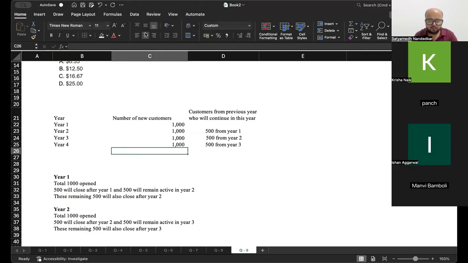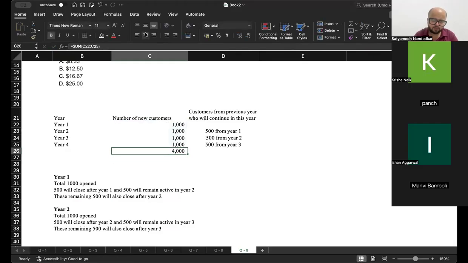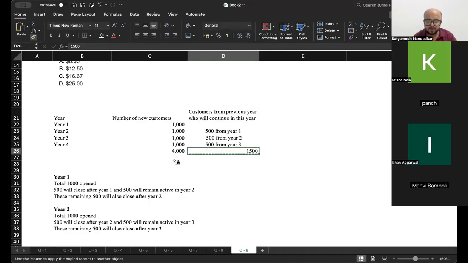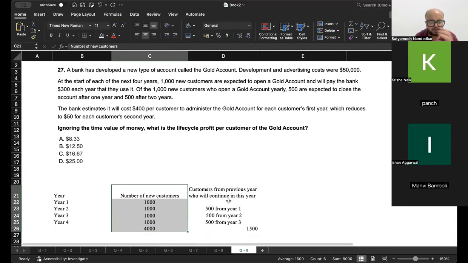Okay. Now what is the total here? 4000 here and 4000, and here how many? You will have 1500 customers who need to be serviced. So with this, you know how many customers are going to be there in each of the years that the company will actually have to service. With this knowledge in mind, now let's try to move on to other data points. Okay, let's see what these data points are.